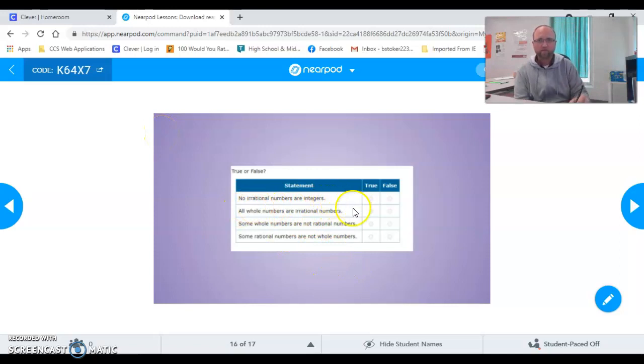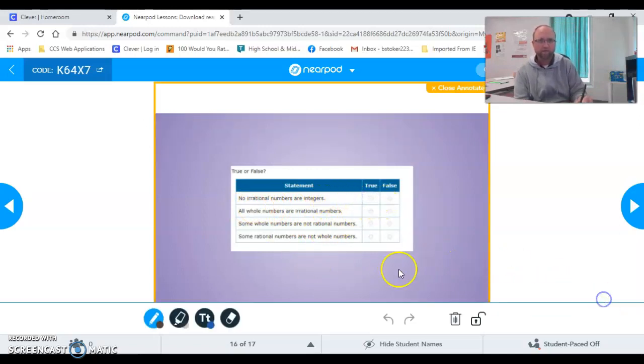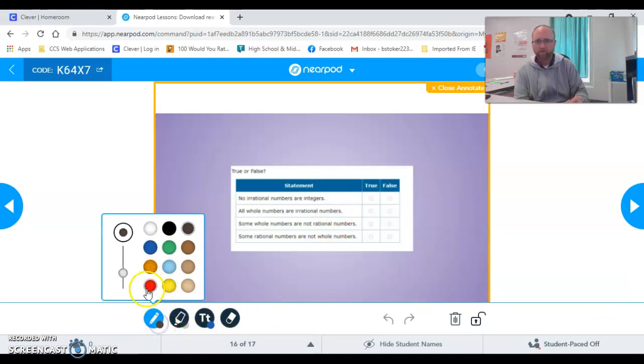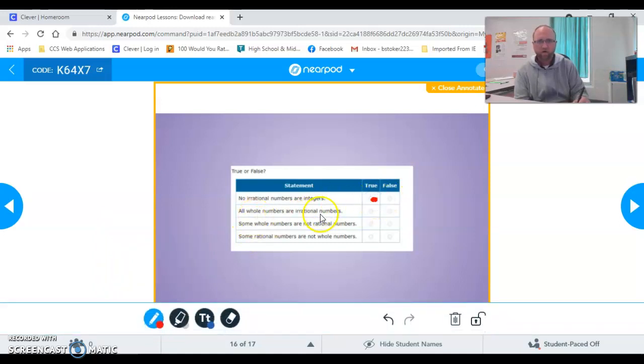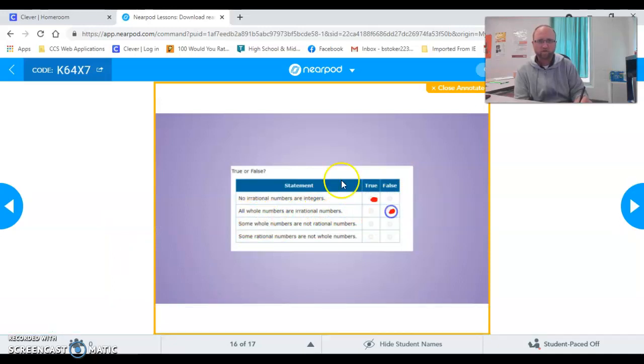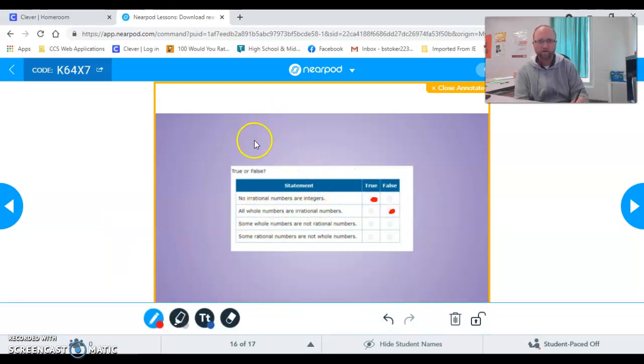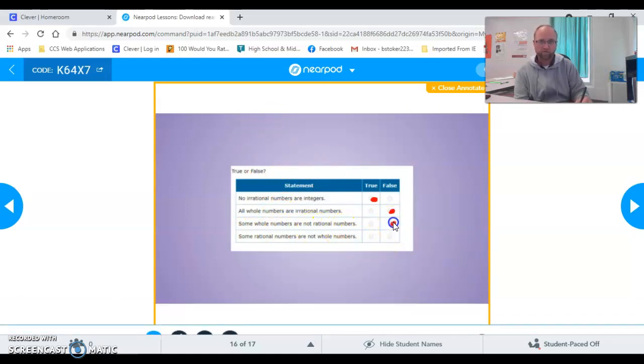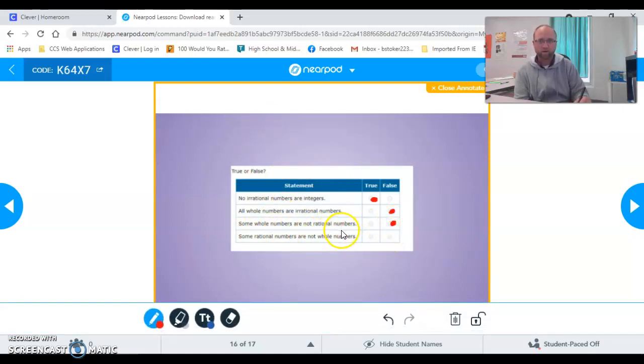So, no irrational numbers are integers. That's absolutely true. You cannot be on the irrational side and be considered an integer. All whole numbers are irrational numbers. That's false. Whole numbers are rational. You saw that on the last one. Some whole numbers are not rational. False. Cannot be. All whole numbers are rational.